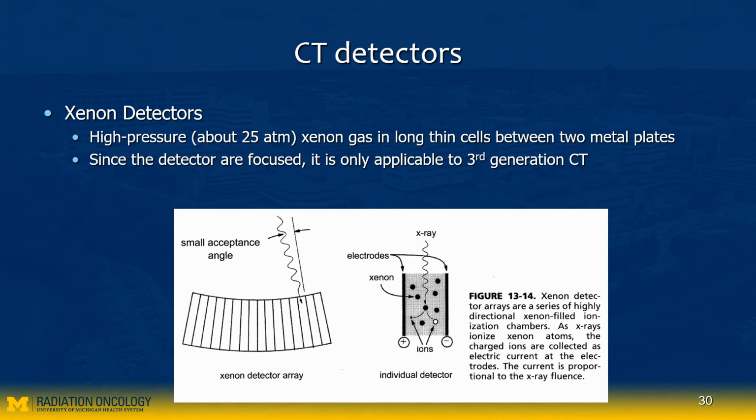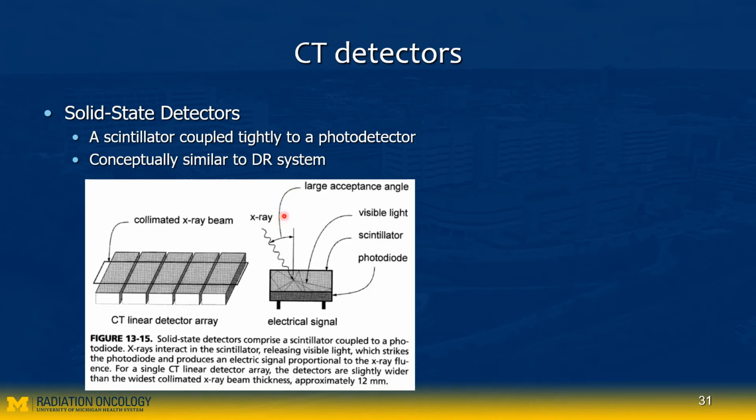Okay. So here's a different type. It's a more modern type of detector, which is solid state detectors. It's a scintillator. You see here, it's coupled with a photodiode. X-ray comes in, then it creates scintillation, and the scintillation light is captured by this photodiode. So conceptually very similar to the DR system that we learned in the previous lecture.